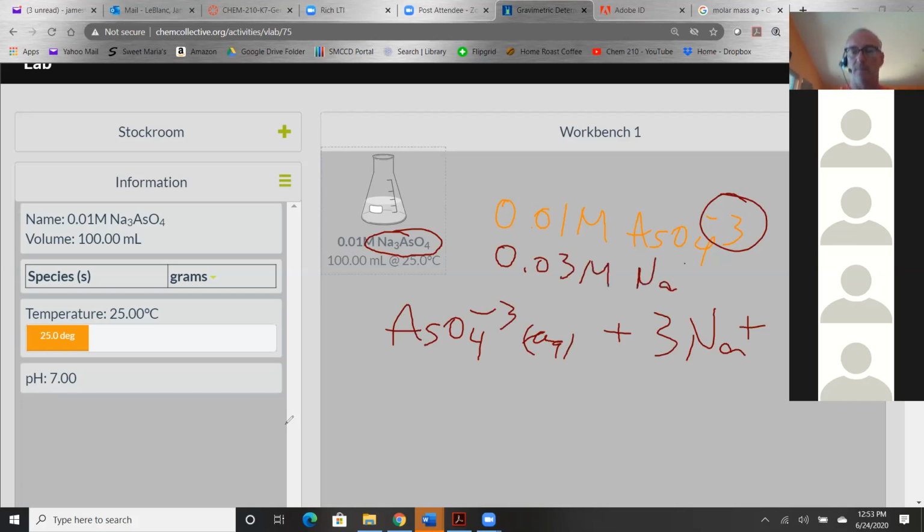Sodium. Luckily, we don't really care about the concentration of sodium because, like I said before, it's a spectator ion. It's not going to do anything. It's going to be there at the beginning of the reaction. These sodium ions are going to be floating around in solution before we add silver, and they're going to be floating around after we add the silver. They're not going to do anything.